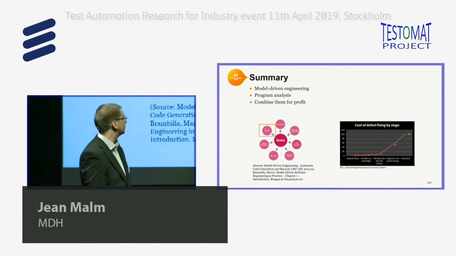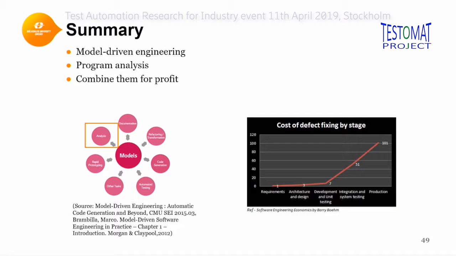As we all know, the cost of bug fixing goes up as the project goes further. So we would really like to find the bugs here somewhere instead of here. One way that you can do this is using model-driven engineering, where you have models as the primary artifact of development. And from the models, you can generate documentation, do automated testing, code generation, but also analysis.